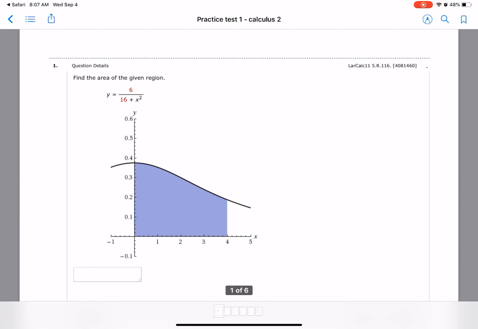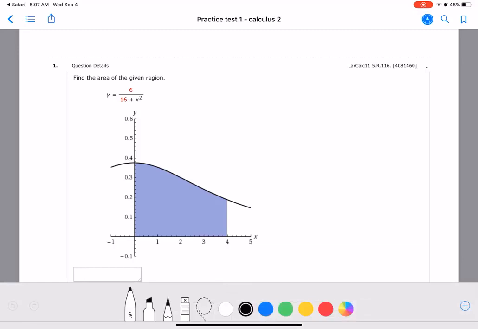Usually when you see an area problem, the first step we need to do is to figure out about the graph of the function, if the graph is above or under the x-axis. In this situation, our graph is above the x-axis, and that is given, so it's very easy. So by the definition of definite integrals, the area of this region is just equal to the definite integral from 0 to 4 of 6 dx over 16 plus x squared.